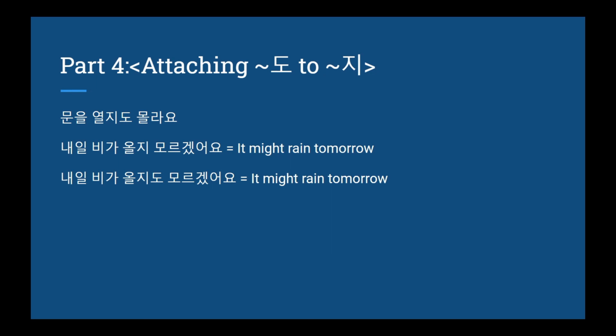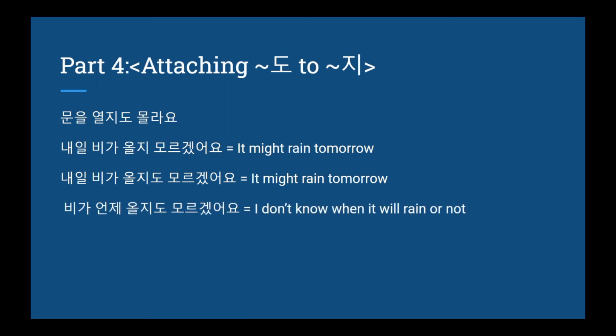If you think of 는지 as "or not," then it would be weird to say something like this. 비가 언제 올지도 모르겠어요. I don't know when it'll rain or not, right? Even in English, that just sounds weird. You don't know when it will rain or not. It's the same thing in Korean. It's a bit weird. All right, that was the hard part.